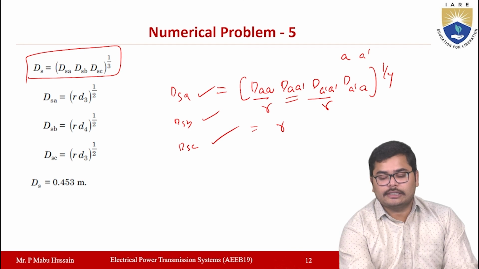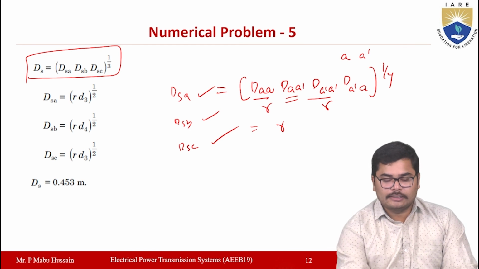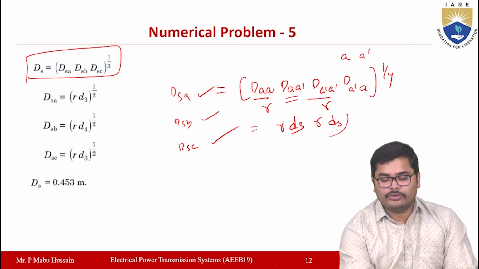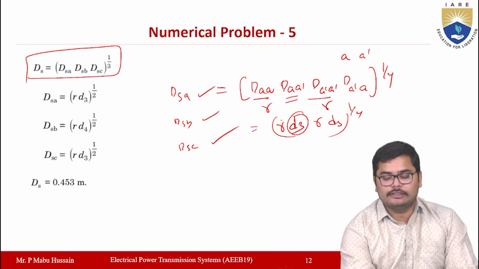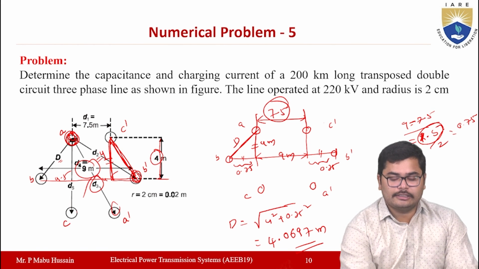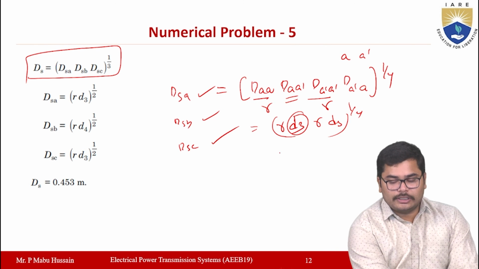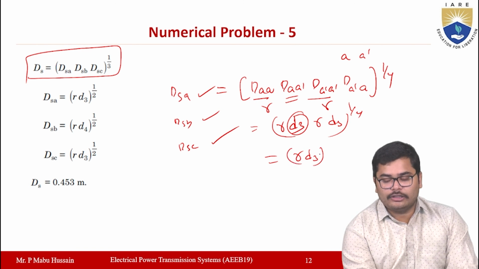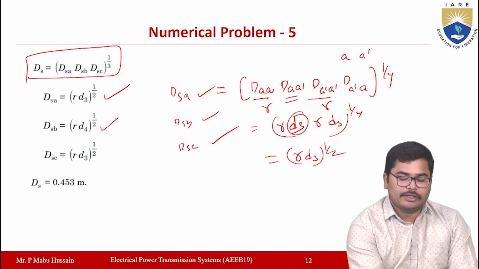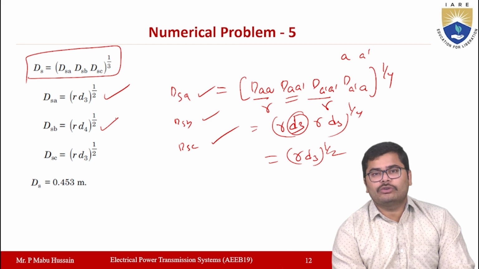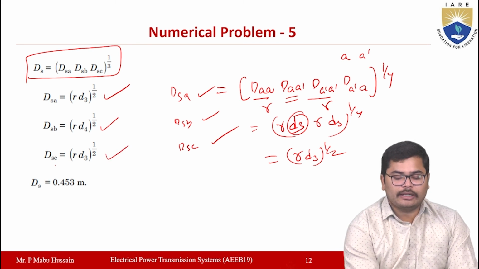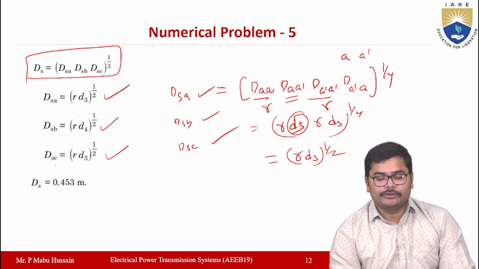And what is the distance from A to A dash? It is D3. So this is also r into D3, whole to the power of 1 by 4. What is this D3? From this diagram, A to A dash is this D3. So DSA finally will be (r D3) whole to the power of 1 by 2. Similarly, for DSB you will get (r into D4) whole to the power of 1 by 2. For DSC you will get (r into D3) whole to the power of 1 by 2.